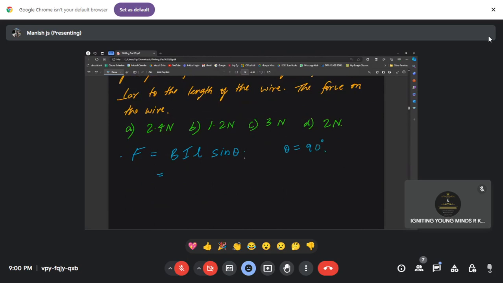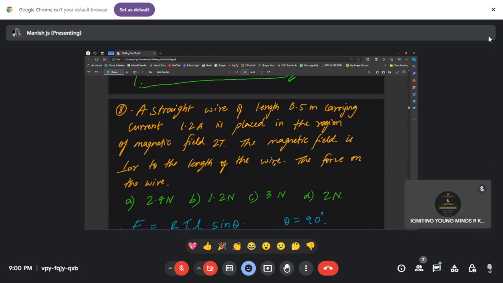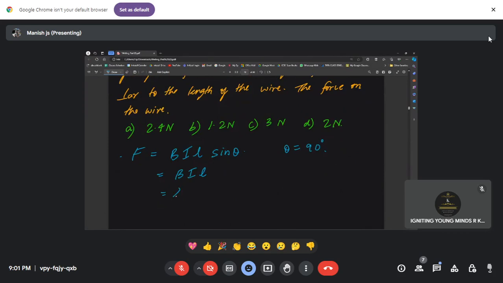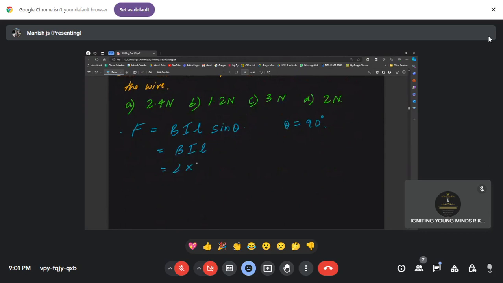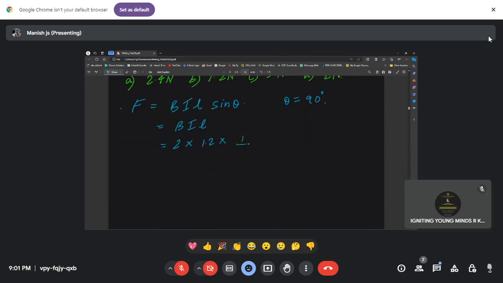Sine 90, you all know that sine 90 is 1. So the formula becomes BIL. So go and substitute. What is the value of B from the question? We know that B is equal to 2 Tesla. So this is 2 times the current, which was given as 1.2. So 2 times 1.2 into the length. And what was the length, children? It was 0.5. 0.5 can be written as 1 by 2. Right? So the 2 would get cancelled. And the force is 1.2 newtons. Is it clear? So that's the value of force.